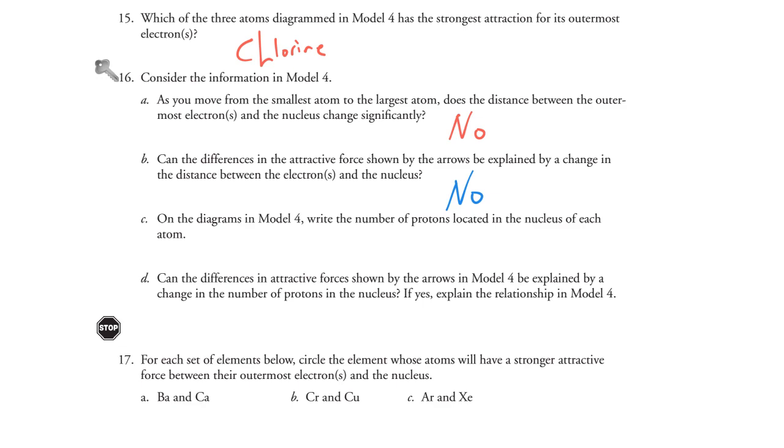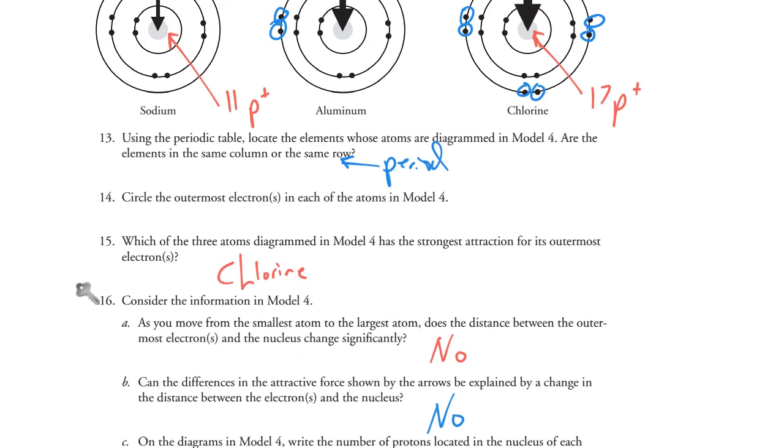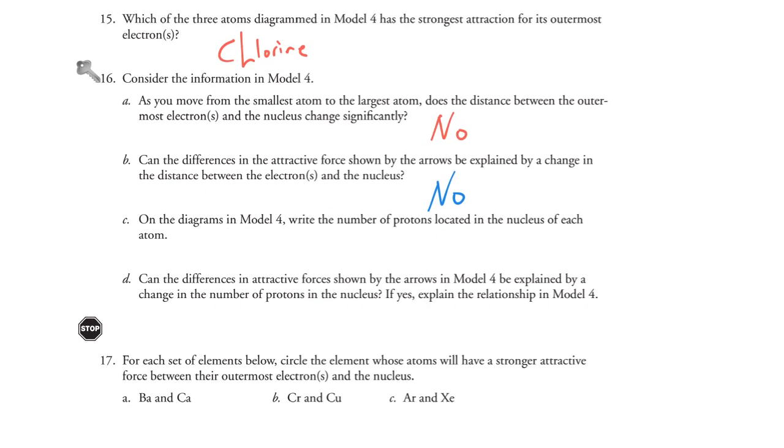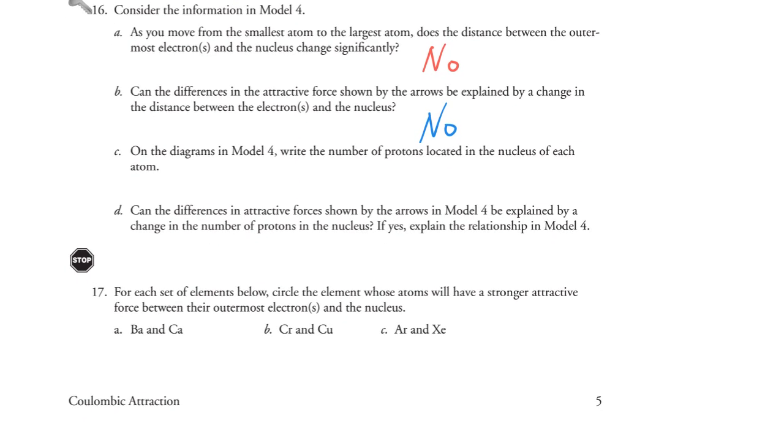On the diagram, write in the number of protons located in the nucleus of each atom. We already did that for these two. Let's add that in for aluminum. Aluminum is going to have, let's see, atomic number 13, 13 protons there. Can the differences in the attractive forces be explained by the change in the number of protons? Yes. More protons equals greater force.